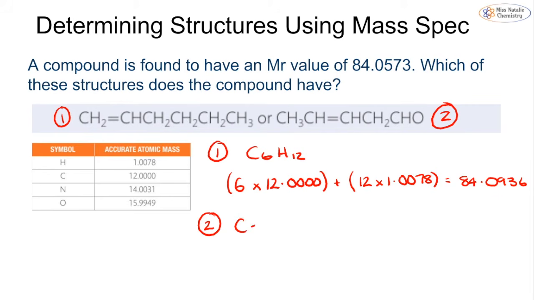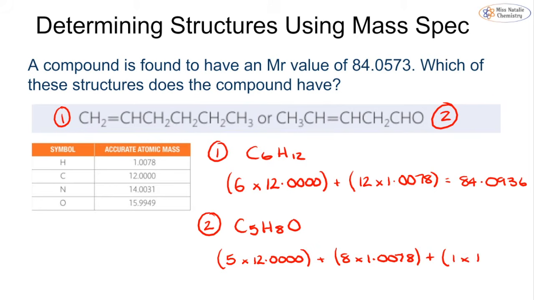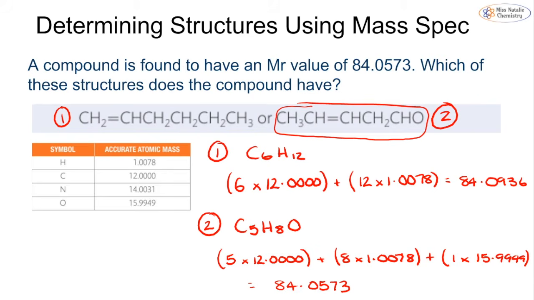But let's just double check our second one, and we can see that that is C5H8O. So we get 5 times 12.0000 plus 8 times 1.0078 plus 1 times 15.9949, and when we add those together, we get 84.0573. So our compound is this structure here. So just looking at it in slightly more accuracy to be able to tell these 2 things apart.